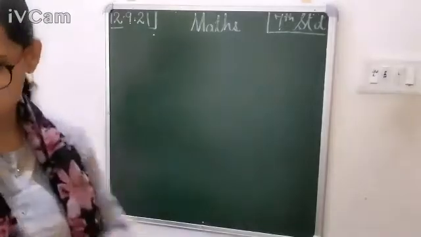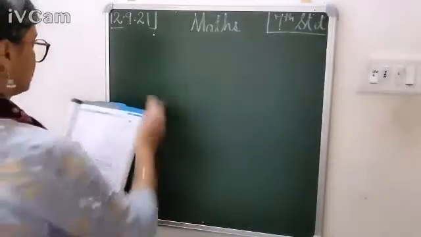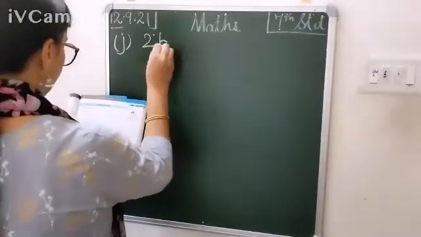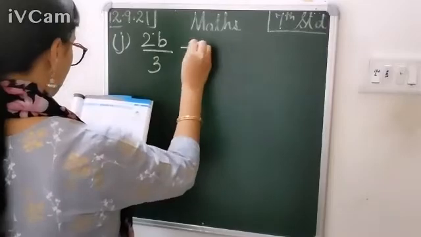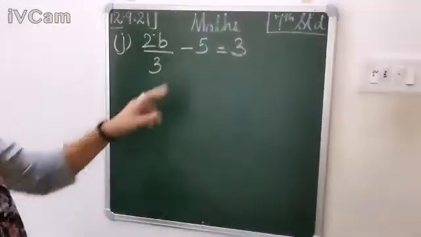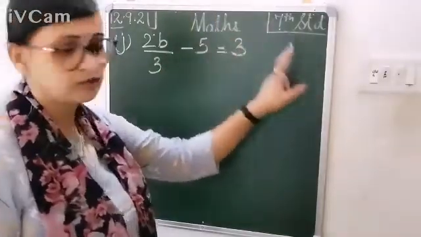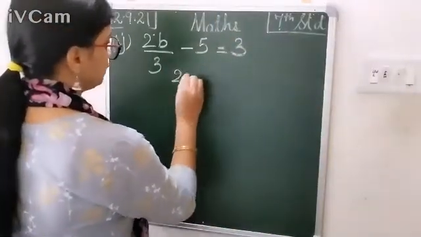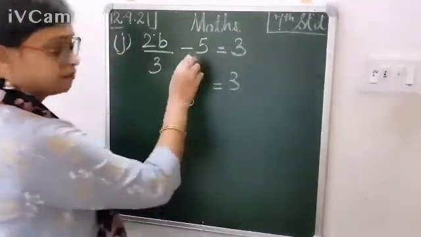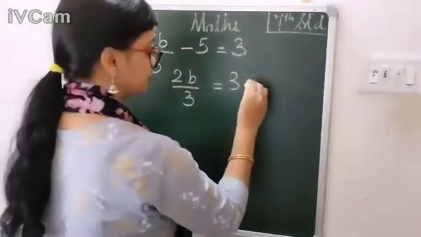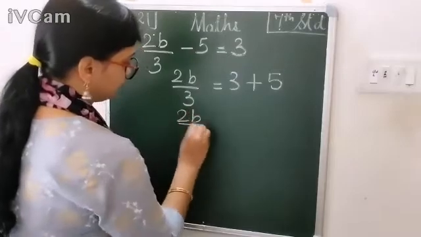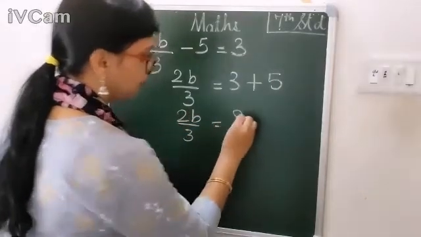Now next one, the last sum for this question, you have J. You have 2b divided by 3 minus 5 is equal to 3. First we need to transpose -5 to the right hand side, which means this will be 2b divided by 3 is equal to, write this number the same way, and -5 when it comes to the right hand side becomes +5. So 2b by 3 is equal to 8.